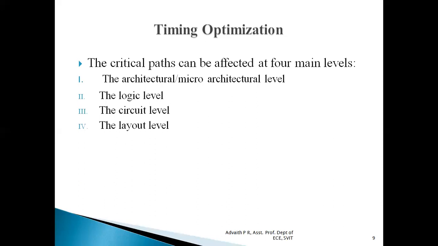I'll repeat. The critical paths are affected by 4 main levels: architectural level, also called micro-architectural level, logic level, circuit level, and the layout level. So let us first focus upon the architectural level or micro-architectural level. Most leverage is achieved with a good micro-architecture. That means if we have to get an efficient integrated circuit, we always go with micro-architecture.